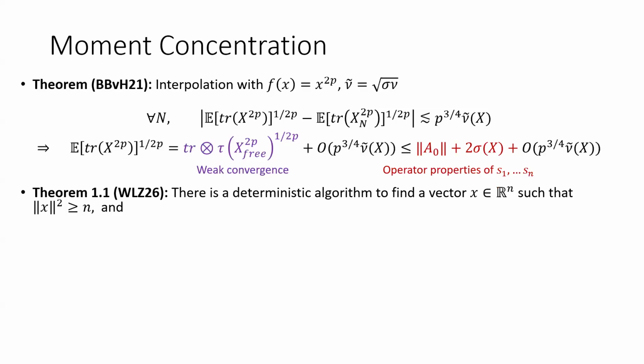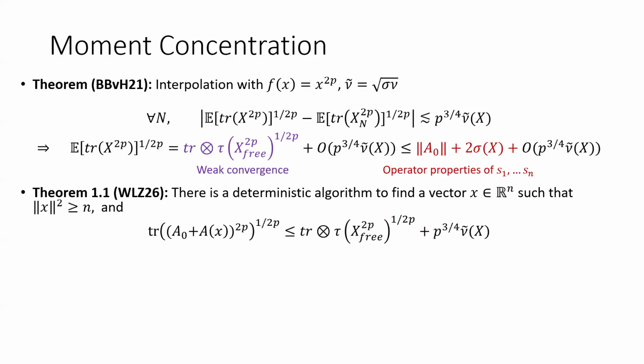Okay, so what is our first result? We show that there is a deterministic algorithm to find a vector x that satisfies this bound. First, we want the norm of the vector to be at least n, so that the square norm is at least n and it is well defined. So this is non-trivial. Then we want the Schatten p norm of the matrix a0 plus the summation over i of ai xi, which we denote as ax, to be upper bounded by the trace of the infinite dimensional operator plus our error term. So we just found a deterministic sample vector satisfying this concentration inequality above.